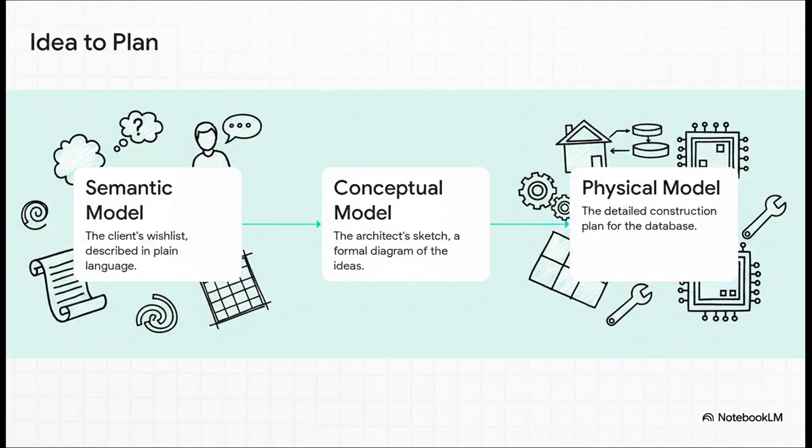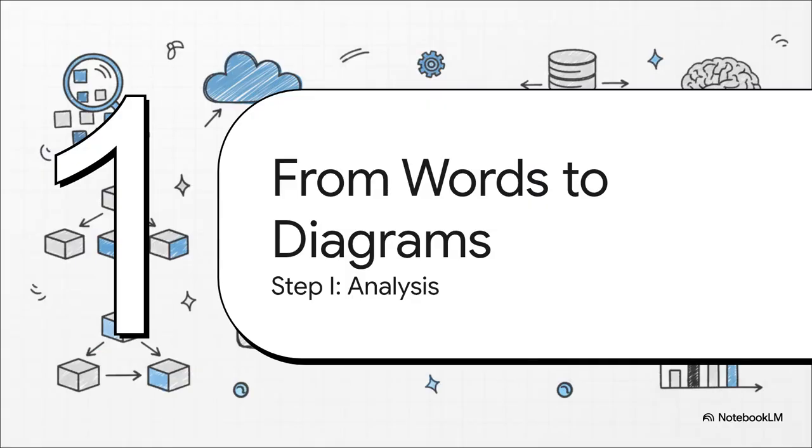So this process usually happens in 3 stages, moving from a really simple idea to a super detailed plan. It starts with what's called the semantic model, which is really just the client's wish list, right? A simple description of what they need, all in plain English. From there, you create the conceptual model. Think of this as the architect's first formal sketch, turning those words into a structured diagram. And finally, that sketch becomes the physical model. This is the detailed construction plan that the builders, or in our case, the database developers, can actually use to build the real thing.